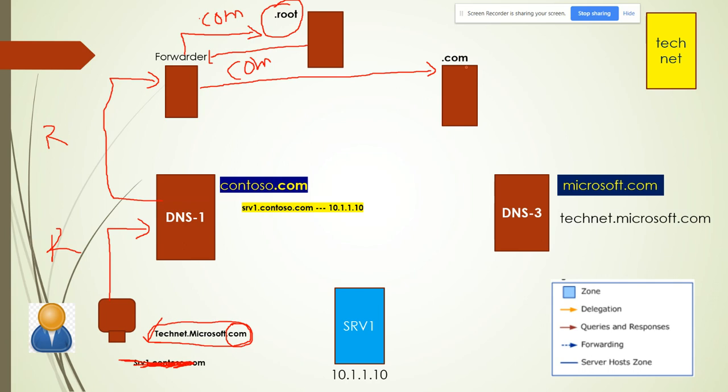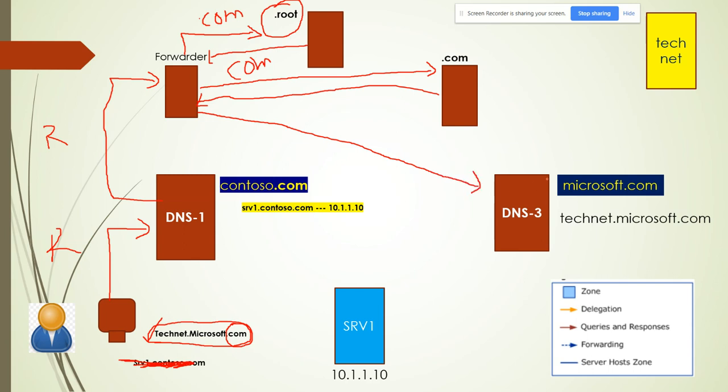So this com will listen. Okay, what is your request? It says technet.microsoft.com. So it says I don't know the technet, but I know the Microsoft. There is a delegation I have configured of Microsoft. What it will do, it will give the reference of Microsoft.com. It responds back to the forwarder, and the forwarder got to know the Microsoft.com actual DNS server. So what happened? It will send the query directly to Microsoft.com.